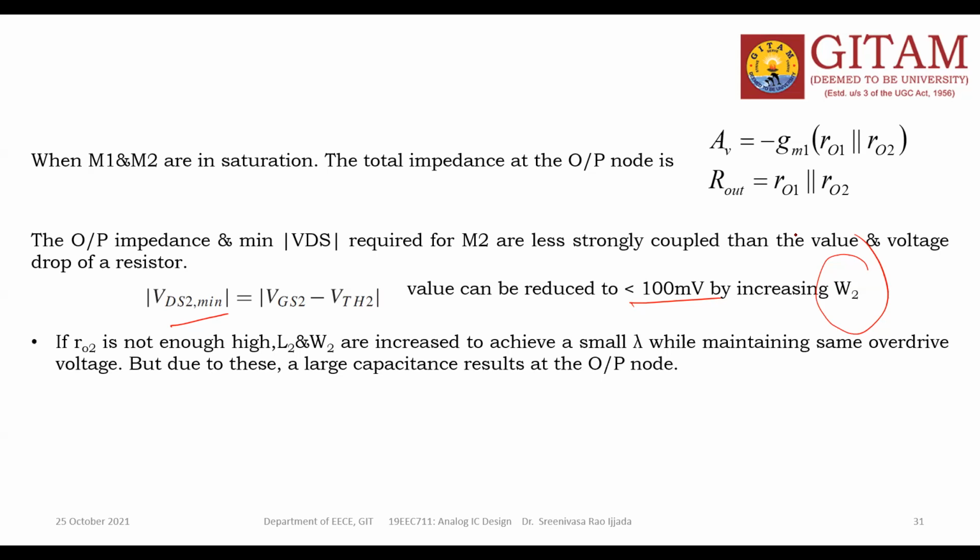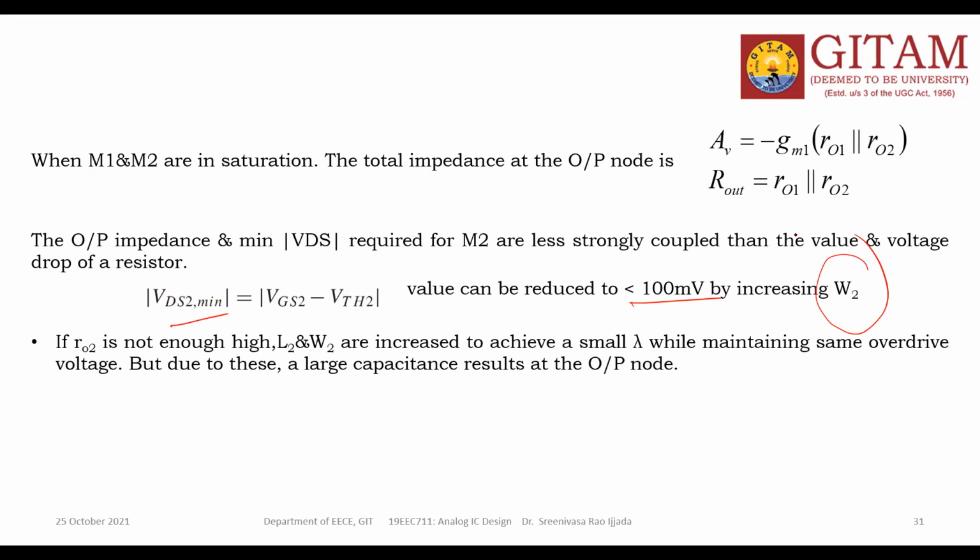If R02 is not high enough, what is R02? R02 is nothing but the resistance of the second device, the PMOS device. Then L2 and W2 are increased to achieve a small lambda while maintaining the same overdrive voltage. So the length and width of the PMOS device should be increased. Whenever length and width are increased, the lambda value becomes negligible. Lambda is the channel length modulation value.